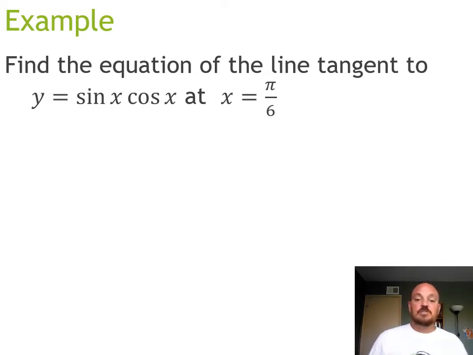So if I'm doing a tangent line question, the first thing I'm going to do is find the derivative. We have to find the slope and use the derivative to do that. So let's start off by finding y prime. Now when I look at my function, what I see is product rule. It's sine x times cosine x. So I'm going to do derivative of the first times second plus derivative of the second times first.